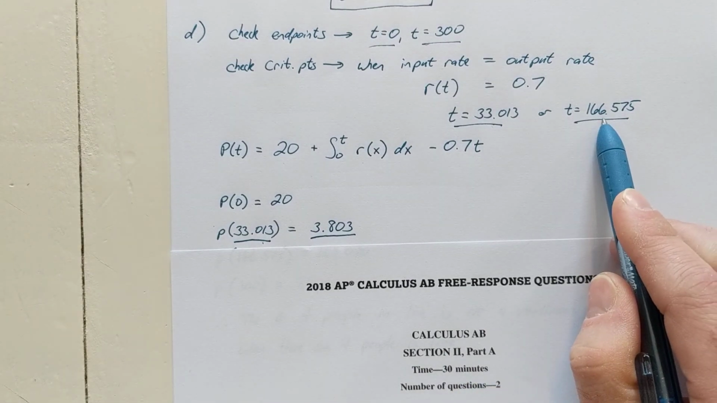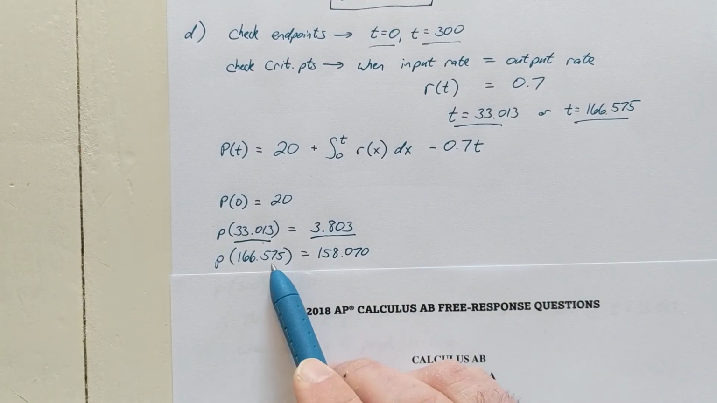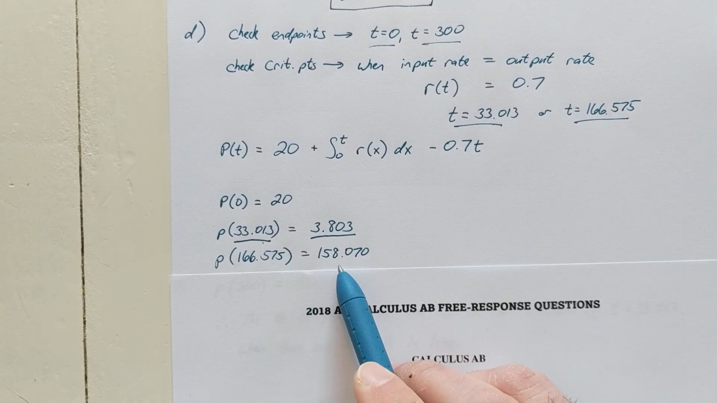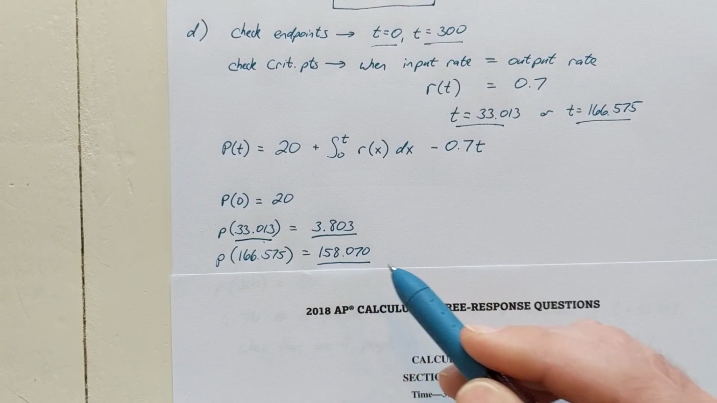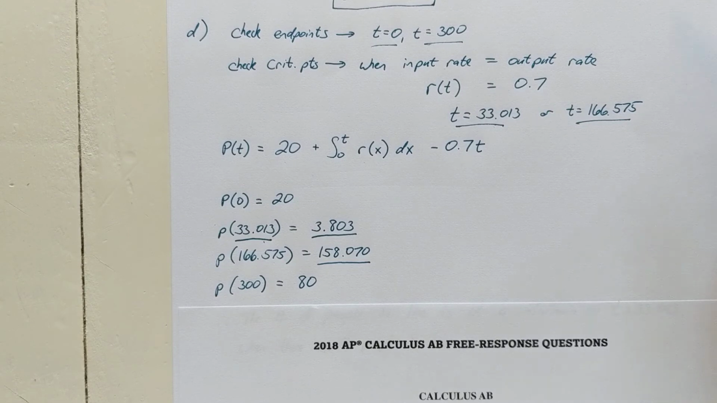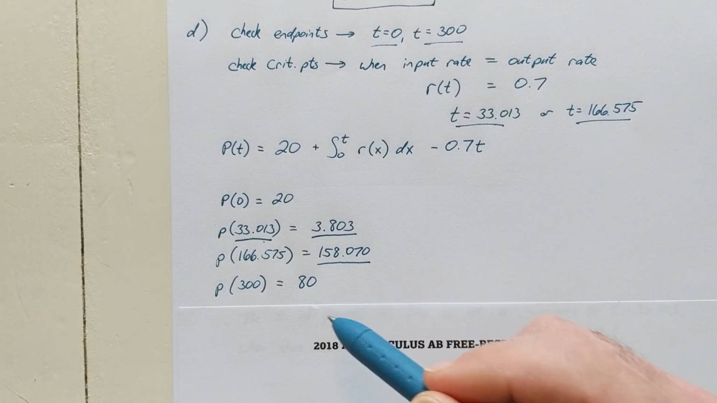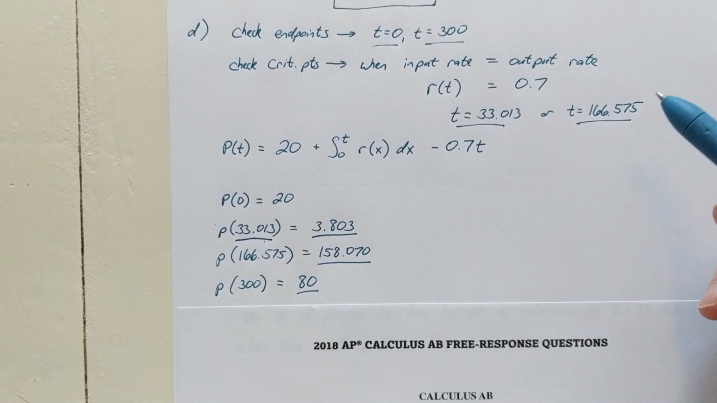Then we measured our second critical point of 166.575 seconds, and again I typed in a few extra decimal places there and got 158.070 people. And then lastly, at the end of this time interval, at t equals 300, well, this goes all the way back to our answer from part B, but again, I double-checked it in the calculator, and yeah, got 80, just like we did a little bit ago in part B.